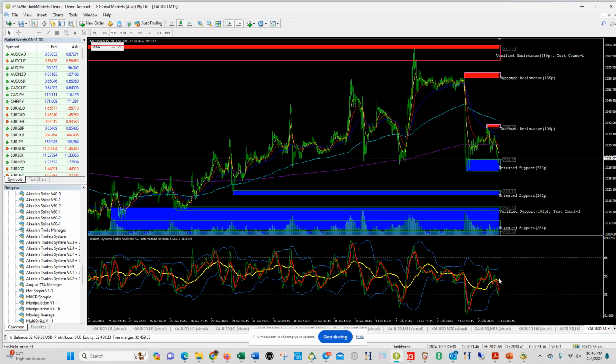If the market base is below 50, it says the market is more bearish. It's only looking for sales. So that's the primary thing it's looking for. Secondly, once we are in a buy area, let's go back in time to here.